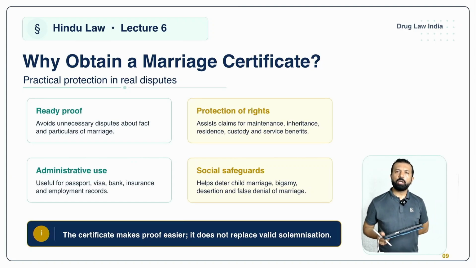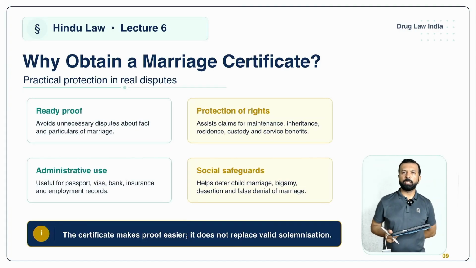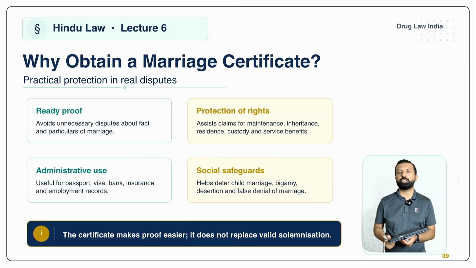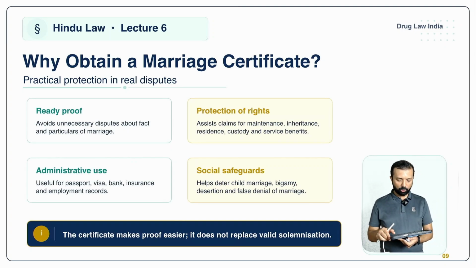There is also a social safeguard associated with this, and compulsory registration helps deter child marriage, bigamy, desertion and false denial of marriage. So a marriage certificate is not merely a paper formality, it is a useful legal document. But again, we must not confuse the value. It has only evidentiary value and it does not perform the marriage and is not equal to solemnization of the marriage. Now let us move on to the next slide.